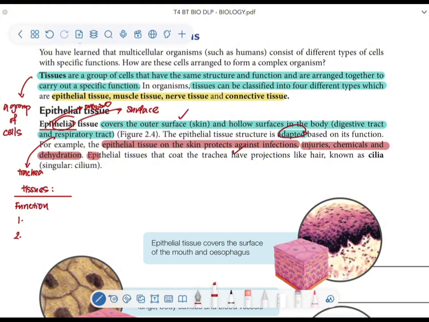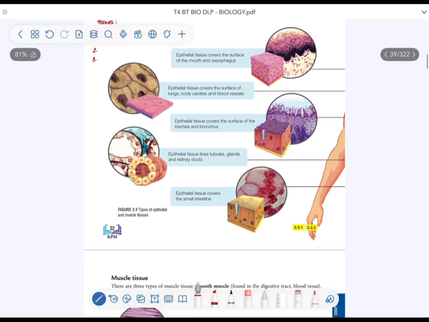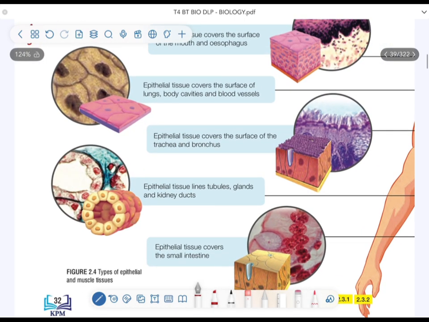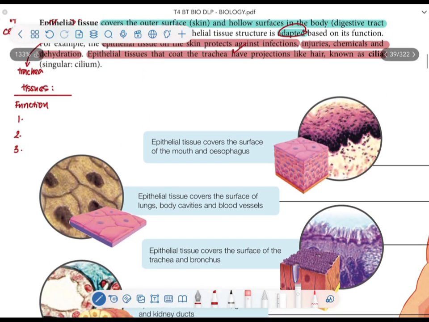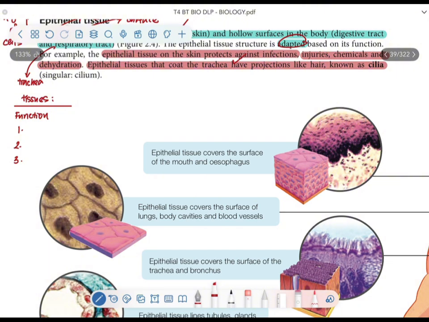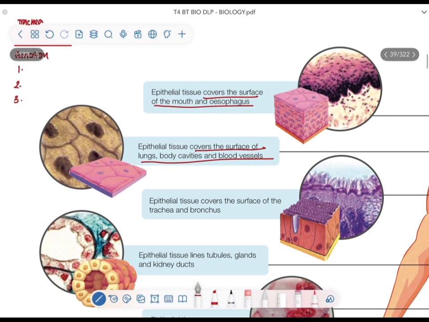Next, the epithelial tissue also lines the trachea, which has projections like hair, known as cilia. Basically this picture gives us the types of epithelial tissue and muscle tissue. As you know, epithelial tissue can cover the surface of the mouth and esophagus, and it also covers the surface of lungs, body cavities, and blood vessels.